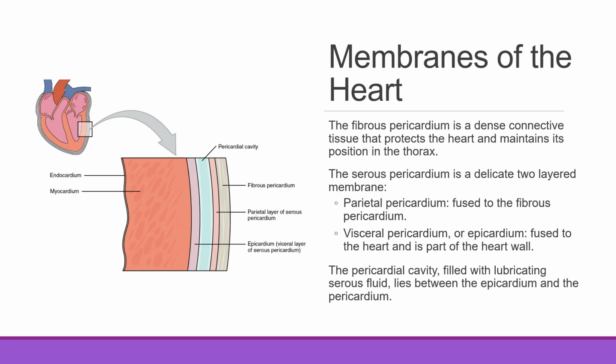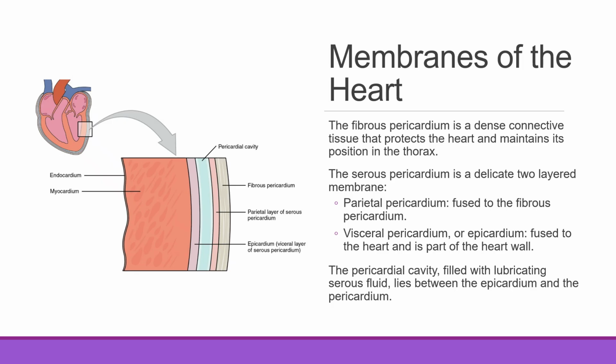The serous pericardium is the delicate 2-layered membrane. So the serous pericardium is going to be made of the parietal pericardium and then the visceral pericardium. The parietal pericardium is fused to the inside of the fibrous pericardium. The visceral pericardium is also known as the epicardium and is fused to the heart, and it is also considered part of the heart wall. And then the space in between them is filled with lubricating serous fluid that lies between the epicardium and the pericardium.